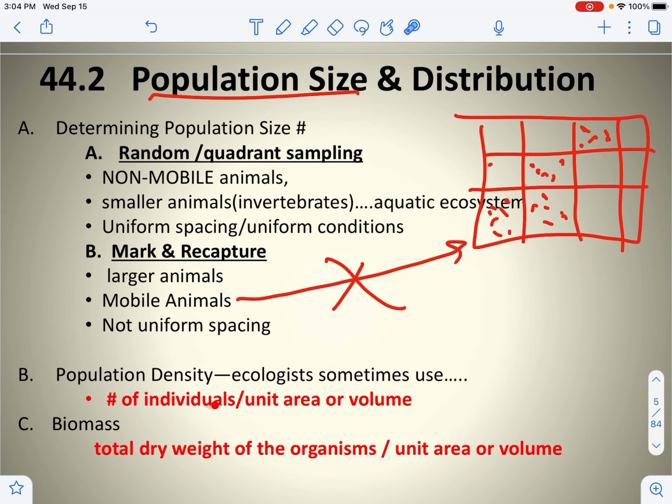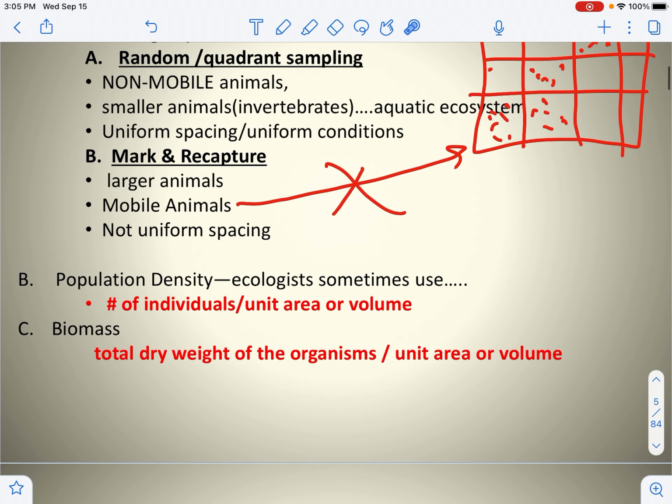Sometimes we study the population density, which is just the number of individuals per area. Sometimes they just record it that way instead of total population. Or sometimes we'll refer to it as the biomass, especially when we're talking about plants. Instead of counting how many blades of grass are in a certain area, they might take a certain quadrant, take the grass, dry it out, get the dry weight without water, and record the population that way, by biomass per unit area.